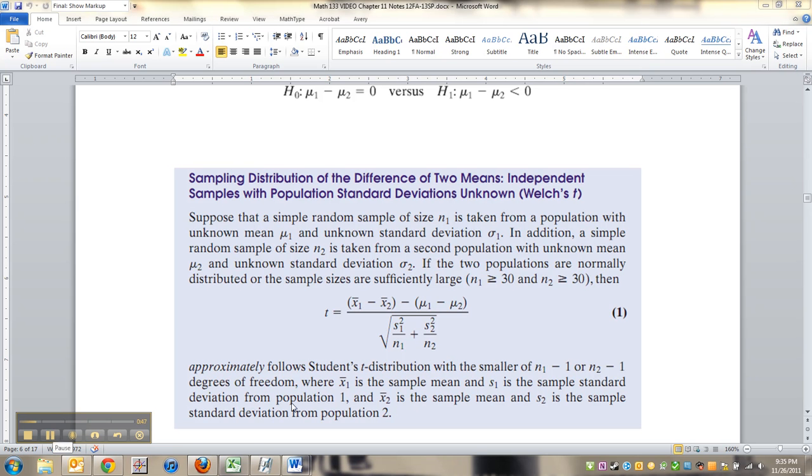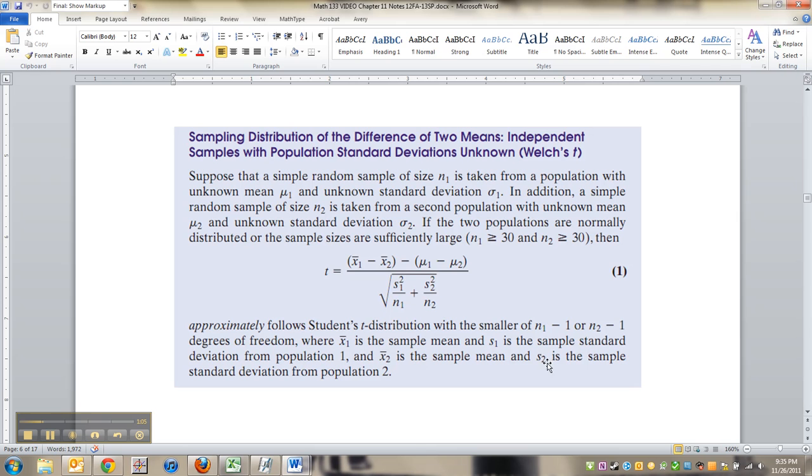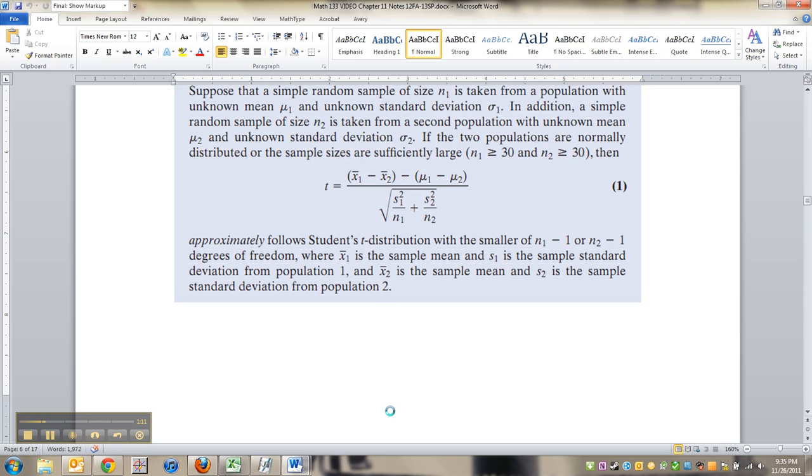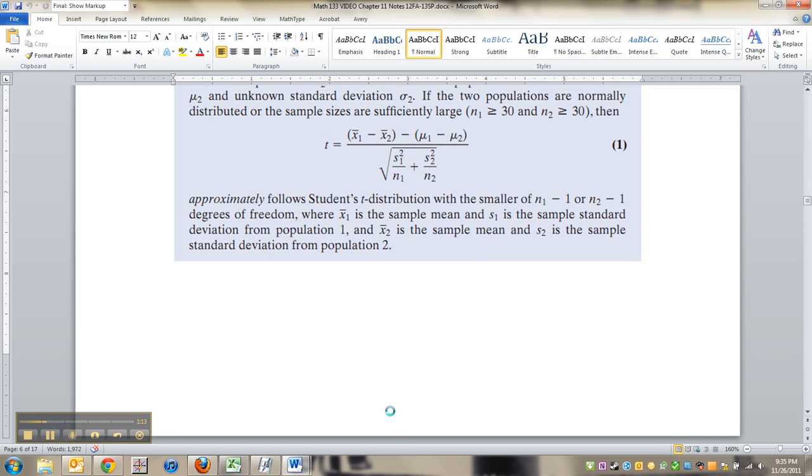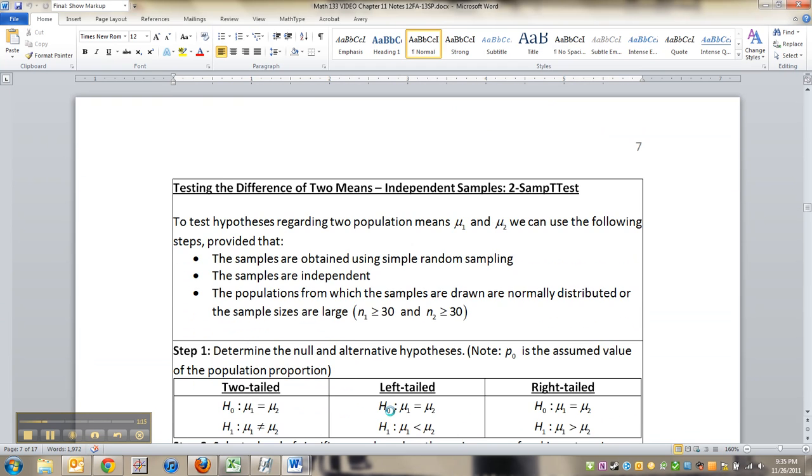So the weird thing about this is that it follows the t distribution, but with some pretty big caveats. And it has this very large t statistic involved, and the degrees of freedom is actually a really complicated formula. So what the author has done is said, just take the smaller of n1 minus 1 or n2 minus 1, whichever. Take the smaller one, because the real degrees of freedom is just a huge, insane formula that we're not going to deal with.